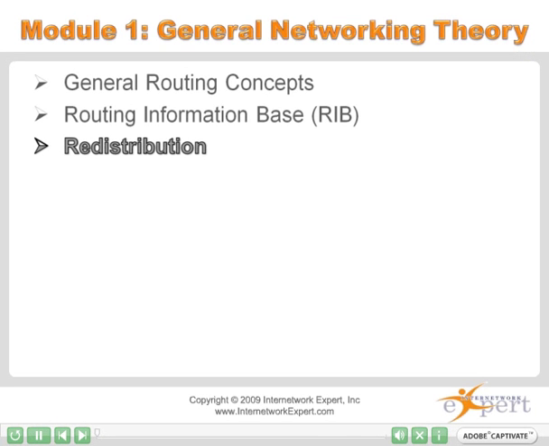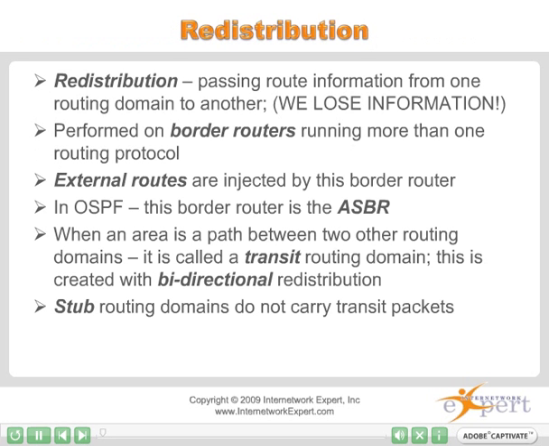Welcome to the third and final part of our Module 1, General Networking Theory. In this module, we're going to look at the wonderful world of redistribution between our interior gateway protocols. We certainly want a routing world that contains no redistribution.